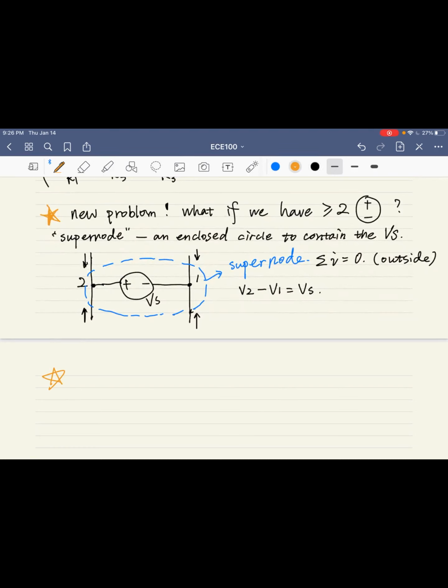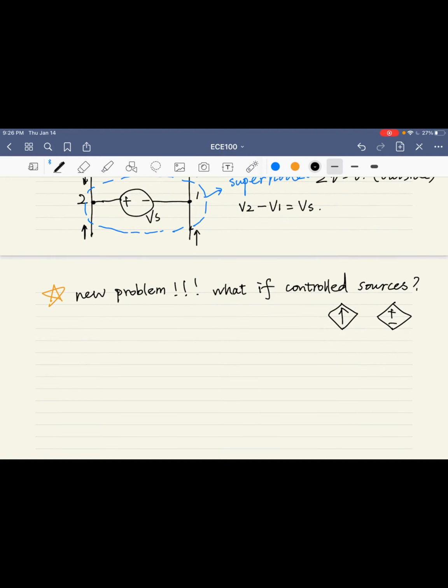And some curious students will ask, I still have a question. What if the sources are controlled, like a voltage or current controlled source? Well, my answer is just follow all the steps you have learned, do the same, and add one more equation to describe the relationship between the controlled source and the controlling variable. And then you'll be fine. You'll be able to solve it. You'll see the examples in either lectures or Weinan's tutorials.